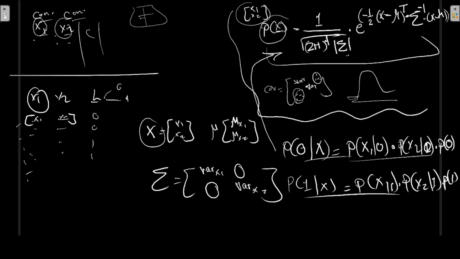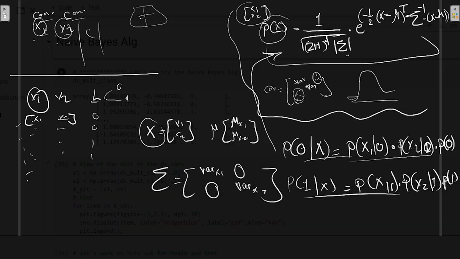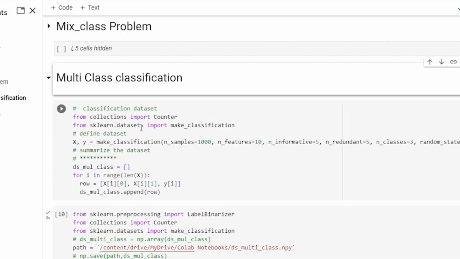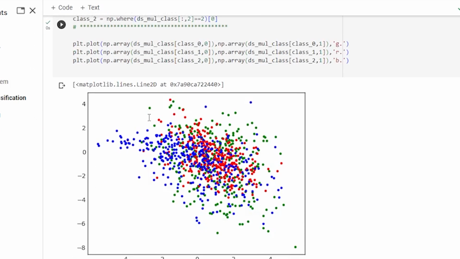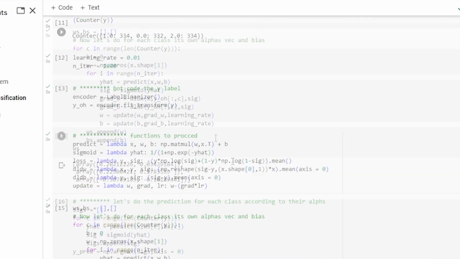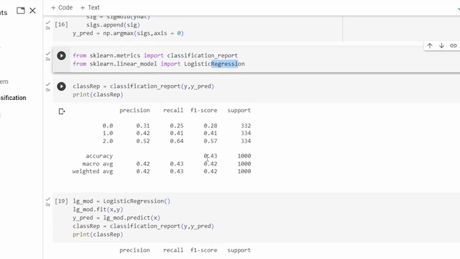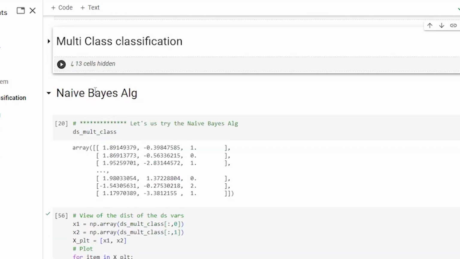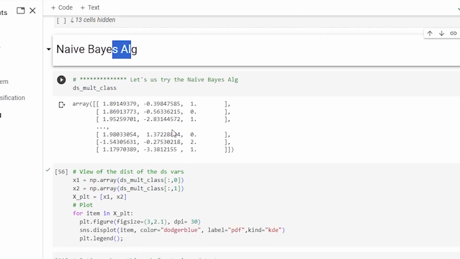Now, from a practical perspective, let's go to Python and see a practical example I have written. If you remember previously in the multi-class case, when we did this data set, it was a really hard data set with overlap. We tried the logistic regression. Actually, the result of the prediction was quite poor. It's like 43%. That's why I decided to use this naive Bayes algorithm and see what was going to happen.